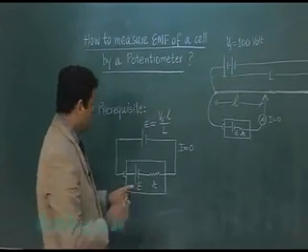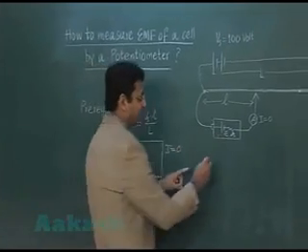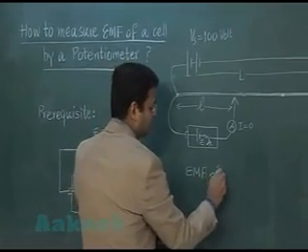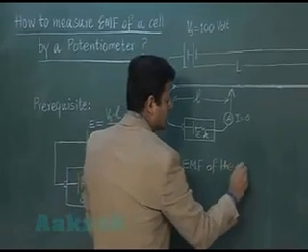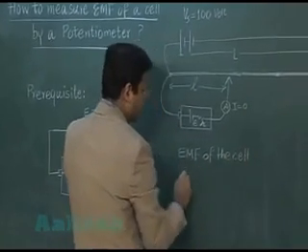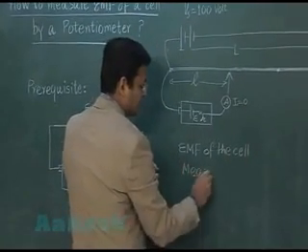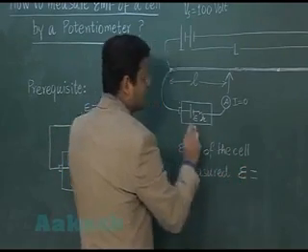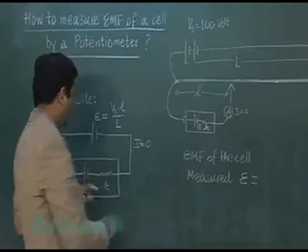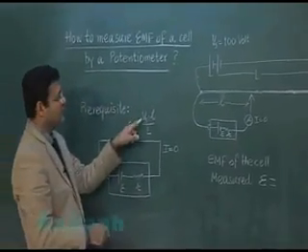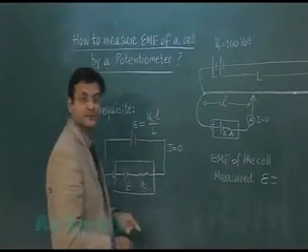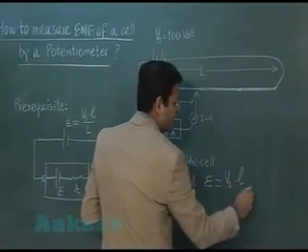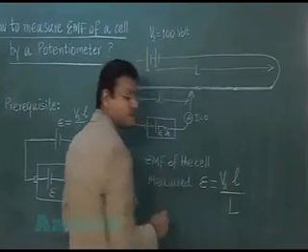That means this EMF of the cell, EMF of the cell measured, E, will be equal to Vs l by capital L, will be equal to Vs into small l by capital L.